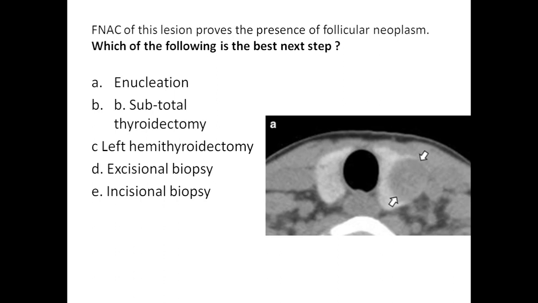This picture بتتكلم على fine needle aspiration of this lesion proves the presence of follicular neoplasm. Which of the following is the best next step؟ يعني واضح ان في نودول في الليفت لوب اوف ذا ثايرويد جلاند. فاين نيدل اسبيريشن اوف ذيس نودول بتتكلم على فوليكيولار نيوبلازم. النكست ستيب هتعملها انكليشن؟ ممنوع منع باتا انكليشن في الثايرويد جلاند. هتعملها سبتوتال ثايرويدكتومي، هتشيل حته من اللوب ده وحته من اللوب ده؟ نونسنس. انسيجنال بايوبسي contraindicated في thyroid nodules. لا يتبقى ليك غير left hemithyroidectomy. Left hemithyroidectomy. The whole lobe with the isthmus should be removed. Go for C.